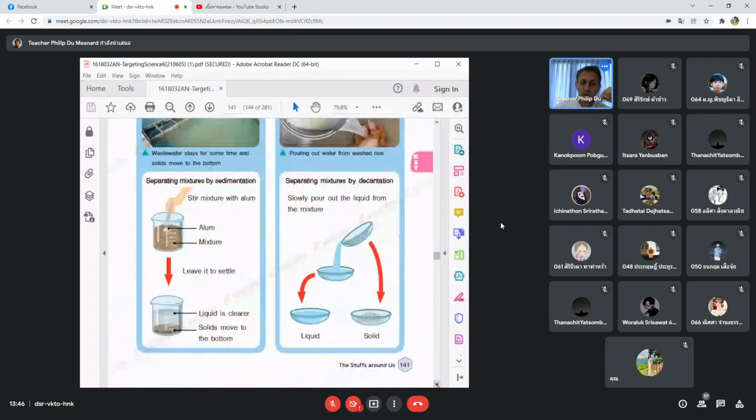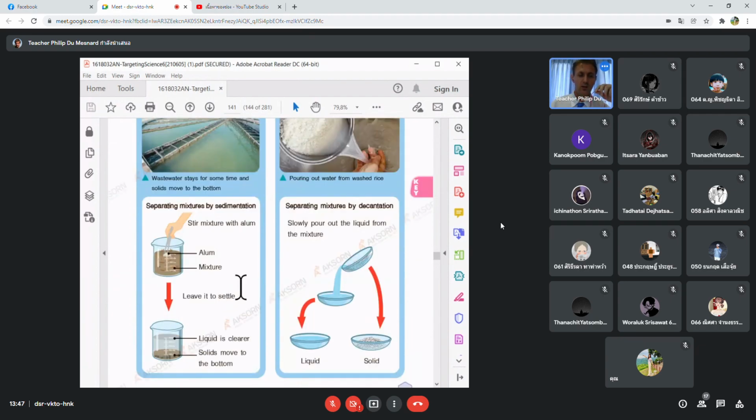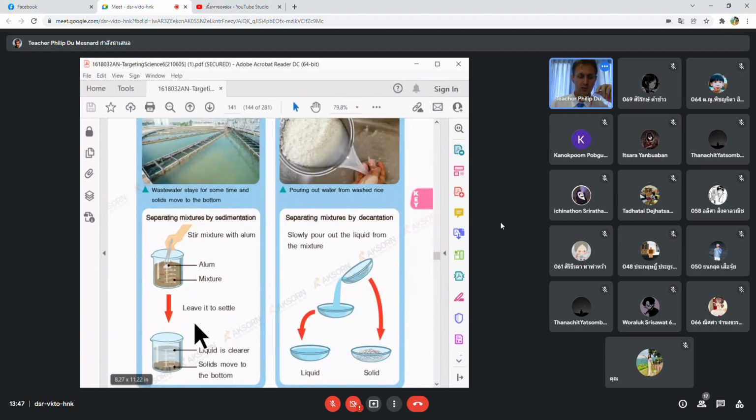Okay, so this page is also important. This is page 141. Page 141 also has this star. Okay. Now, sedimentation, if I have sugar or salt, can I use sedimentation? If I put 1 spoon of sugar in the water, can I use sedimentation? Yes or no?